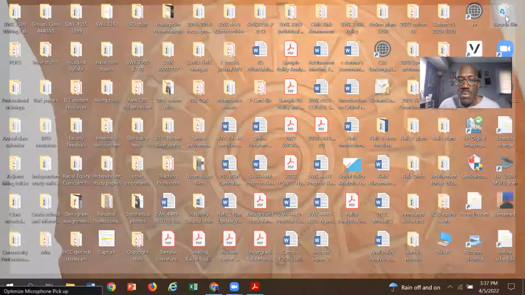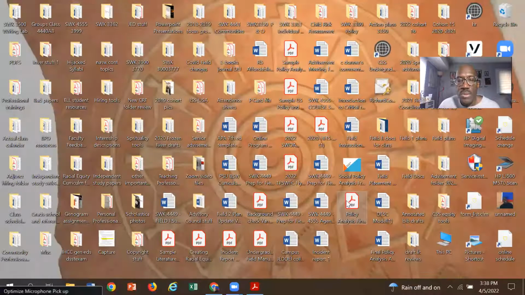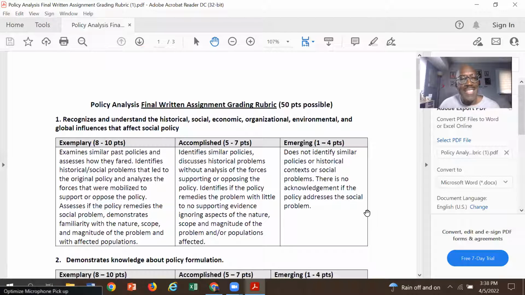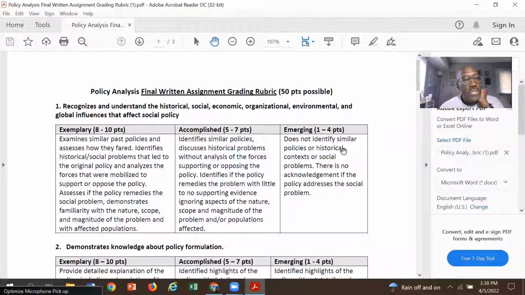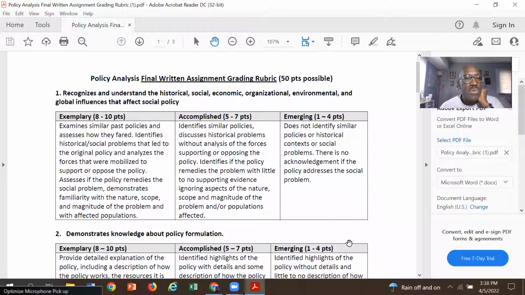The other thing I think it's important to understand and recognize is, how are we going to grade this? This is the final rubric. It's 50 points, so this is a good section of all of your points in the entire class, and so we definitely want to get this right. It's also a competency assignment.